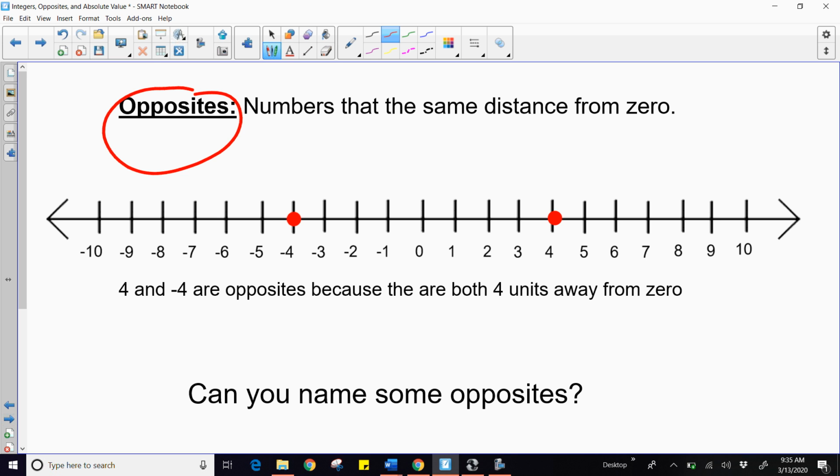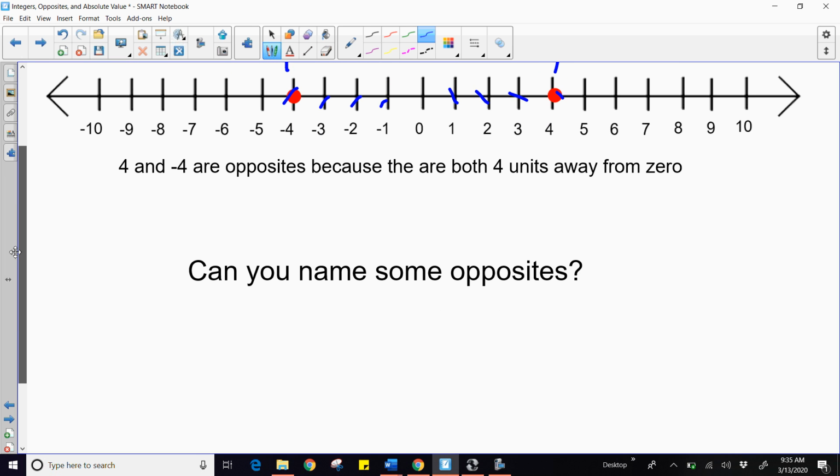Opposites are numbers that are the same distance from 0. And you might have already figured this out. So 4 and -4 are opposites. They're both exactly 4 units from 0. So 1, 2, 3, 4 going that way, or 1, 2, 3, 4 going this way. Some other opposites. What do you think? Well, we can do 6 and -6, or 14 and -14, and so on. Those are what we would call opposites.